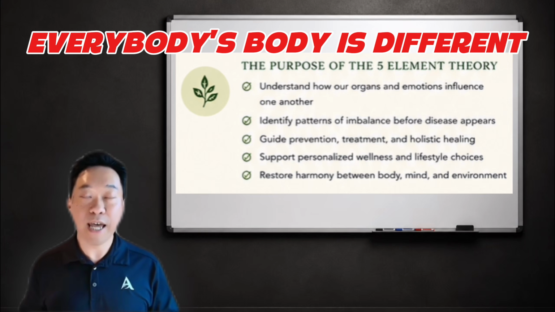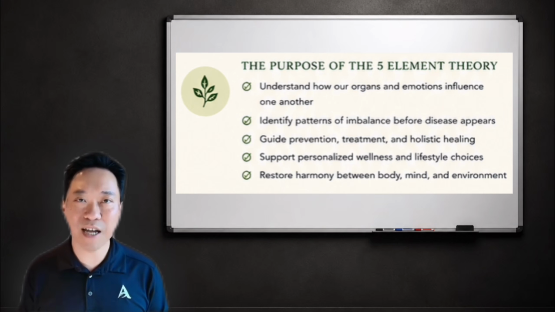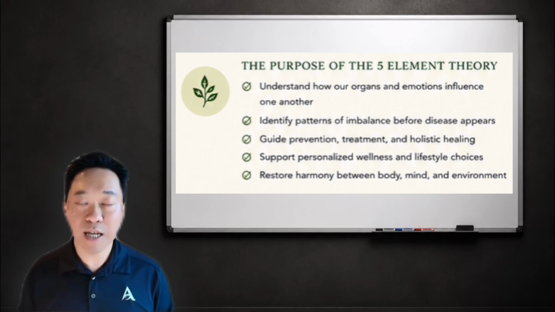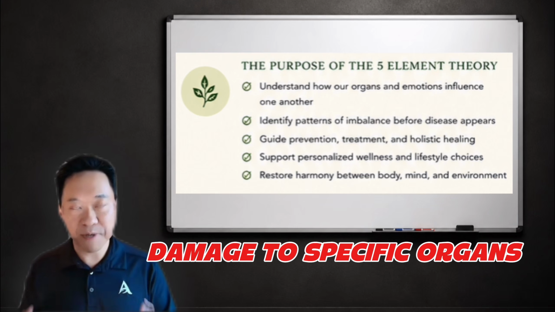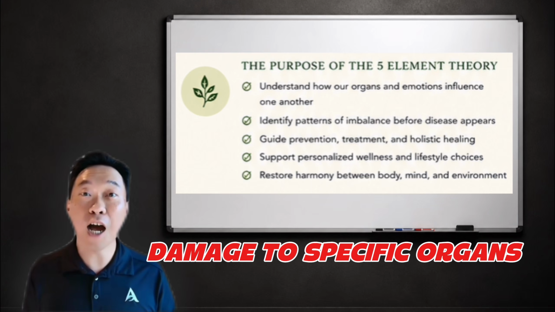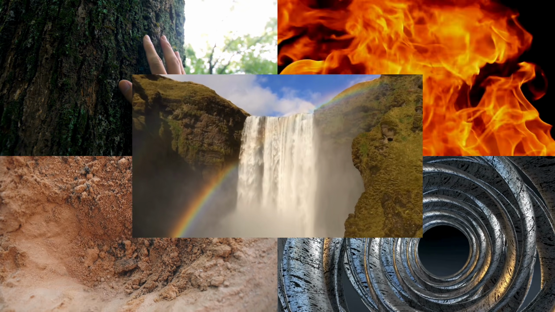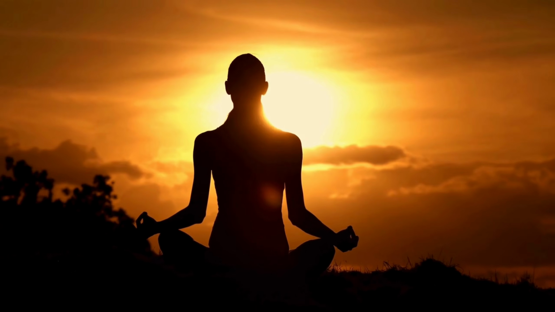Everybody's body is different. Everybody lives a different type of life. That's the key thing, I would say. Everybody has different lifestyles, different habits, different things that they're not willing to give up, even though they won't admit it. And so that causes damage to specific organs. That's why the root cause for most patients is different. Five elements helps you restore harmony between the body, mind, and environment, which is nature.